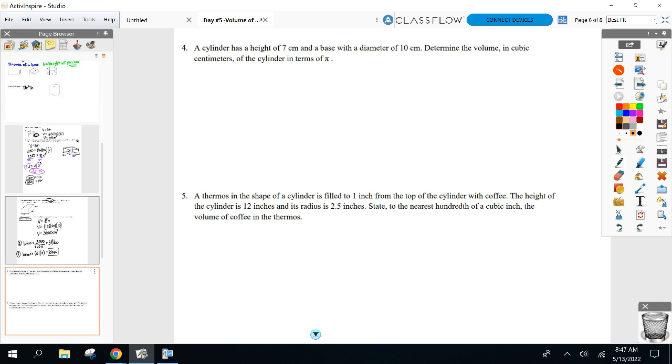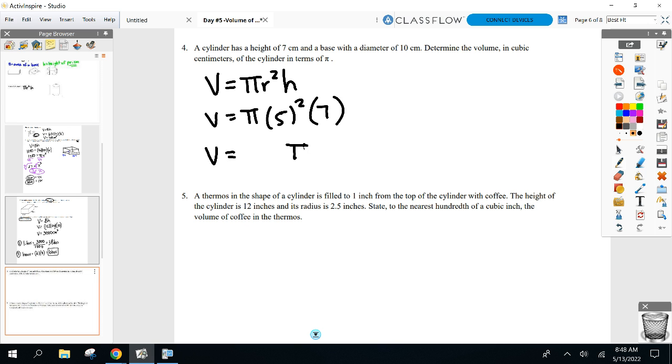Cylinder. Basic cylinder question before I get a little bit more complicated. Height is 7, base diameter of 10. What's the volume? Leave it in terms of pi. If you go back to your formula sheet, pi r squared times the height. Just be careful. Radius. Radius 5, squared. The height is 7. We're good to go. Just remember to leave your answer in terms of pi. So yes, leave that pi on the paper, not in the calculator.